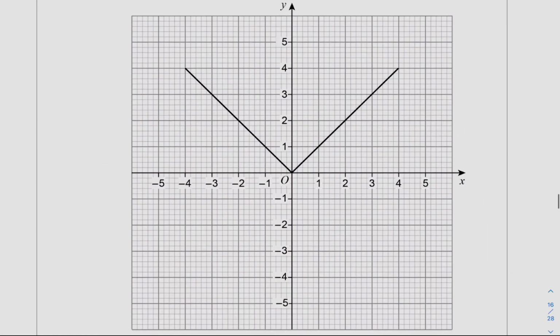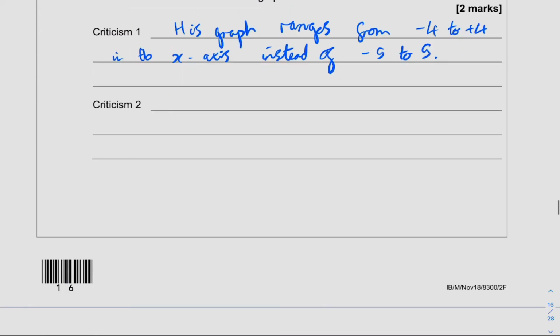The second thing is that the graph is just wrong. This line should not be here. It should carry on down here like so for y equals x. So we can say the top left quadrant is wrong.